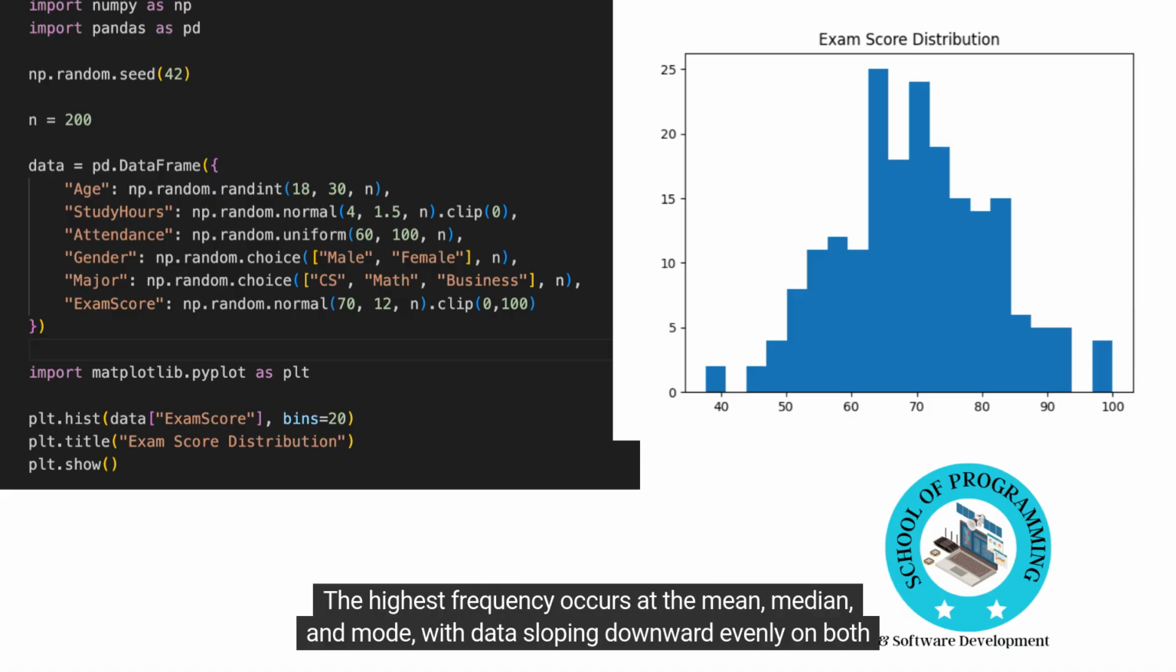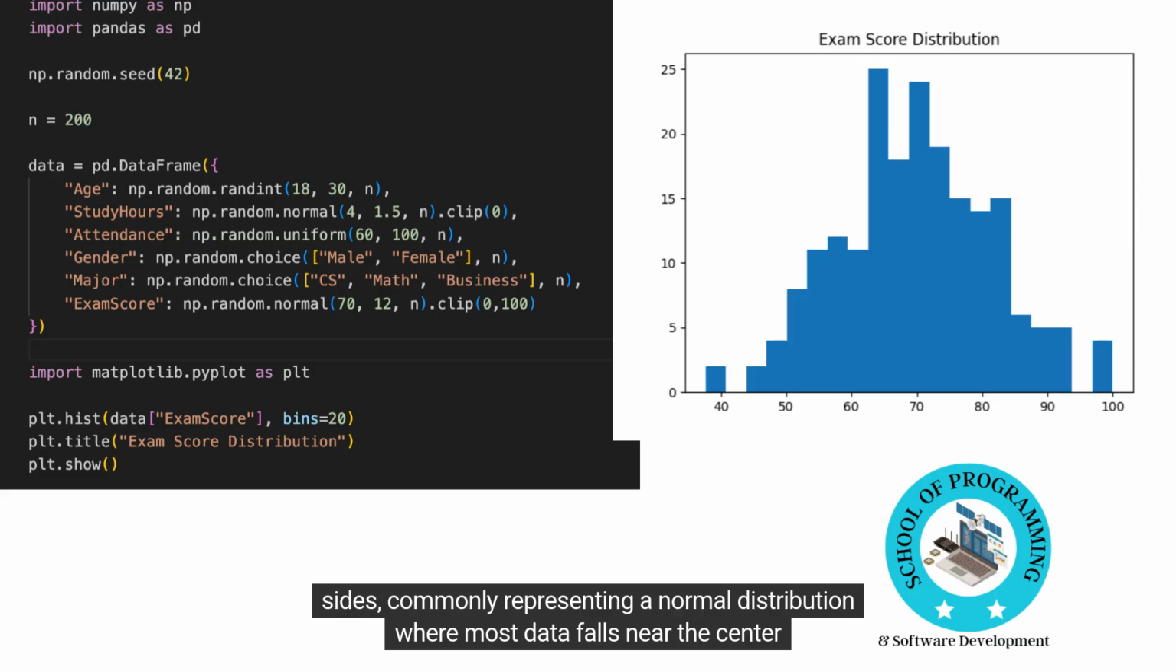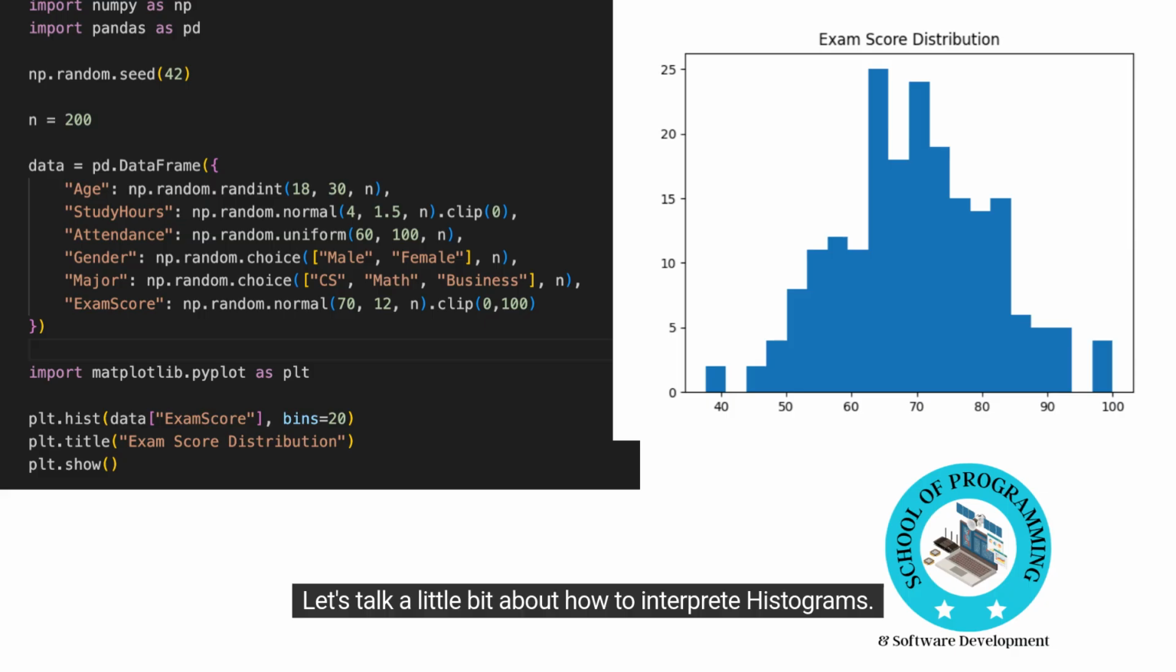The highest frequency occurs at the mean, median, and mode, with data sloping downward evenly on both sides, commonly representing a normal distribution where most data falls near the center. Let's talk a little bit about how to interpret histograms.